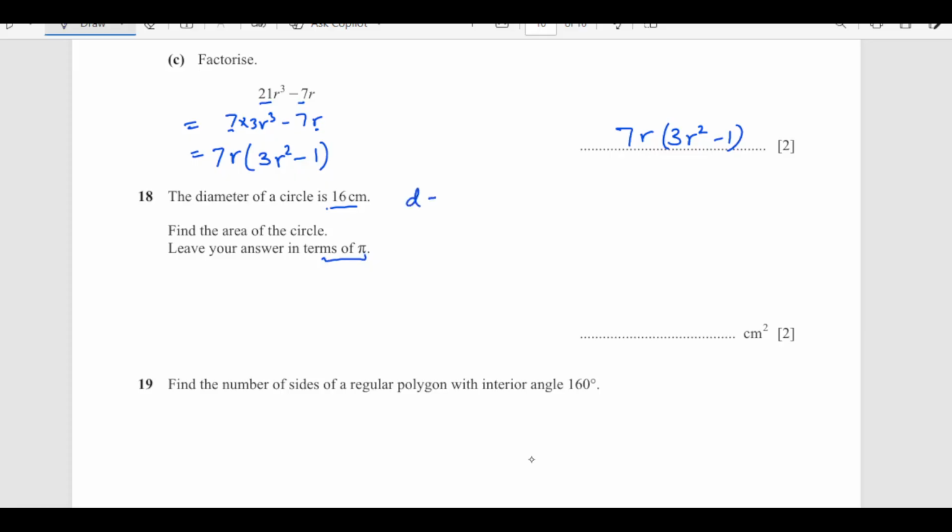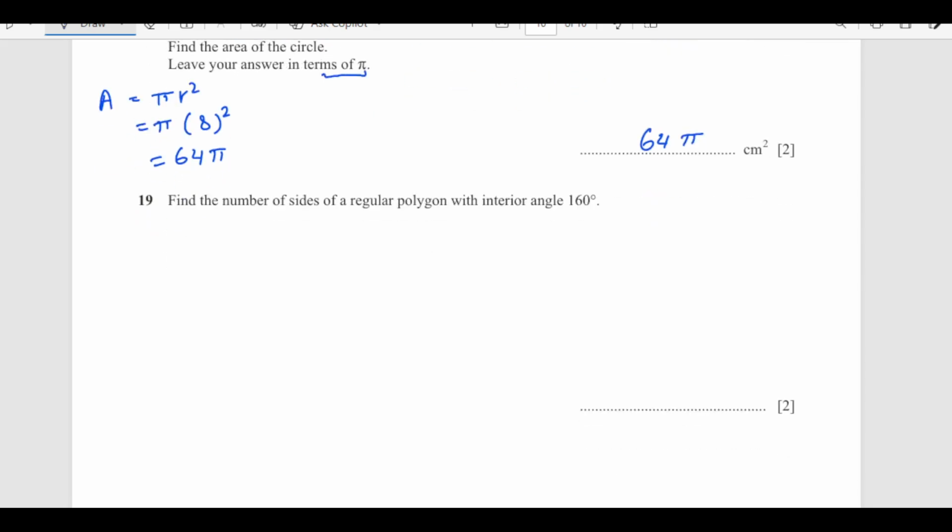So here d is 16 centimeter, so the radius is going to be half of that, that is 8 centimeters. So now we know that area of the circle is pi r squared, so we will keep pi as it is. R is 8 squared, 8 times 8 is 64, so final answer is going to be 64 pi. Very simple, right?